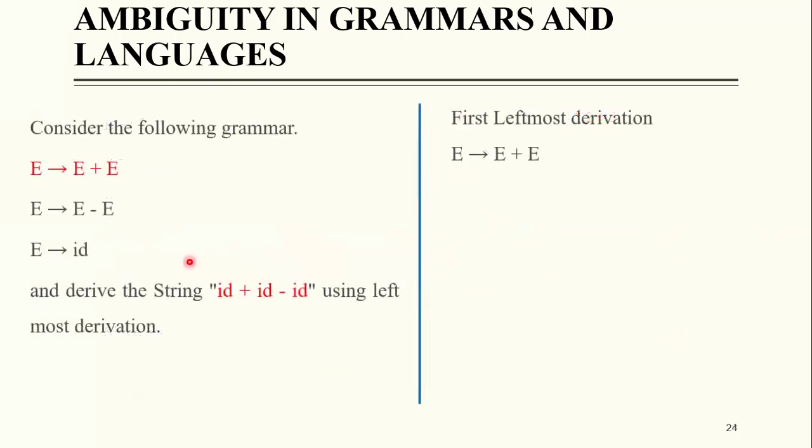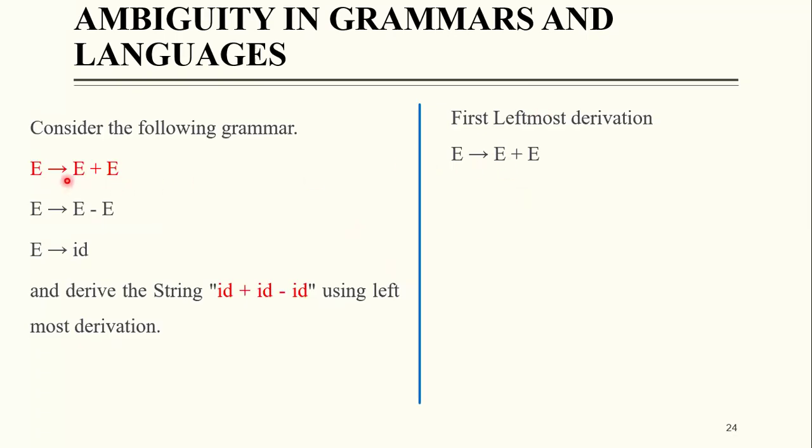And next, let us take another example. Consider the following grammar: E derives E plus E, E derives E minus E, and E derives ID. We want to derive the string ID plus ID minus ID. In this case, I'm using leftmost derivation to derive the input string. Also, I check whether there is more than one possibility to get the input string with the leftmost derivation or not. So first I derive the first leftmost derivation.